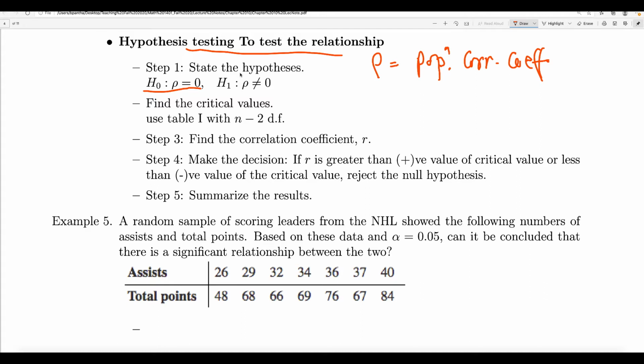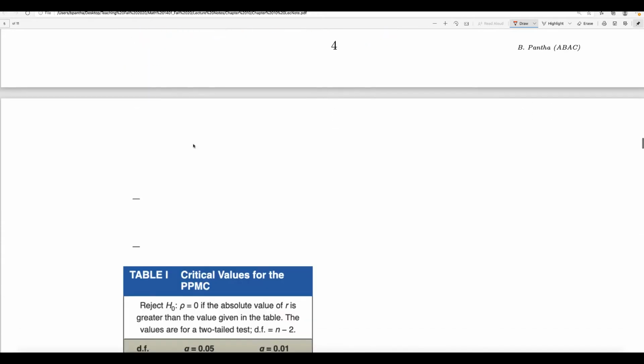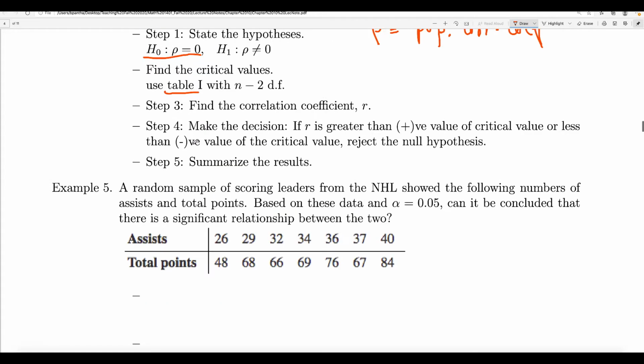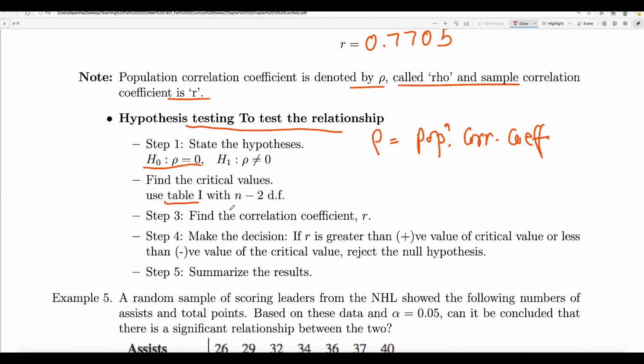Now, to do that, we need to find the critical values. To find the critical value, we use table I, which is given on the next page. So this is table I. We always use the degrees of freedom n minus 2. Here n is the number of pairs, and you subtract 2 because there are two data sets, one is X and the other is Y. So n minus 2 degrees of freedom.